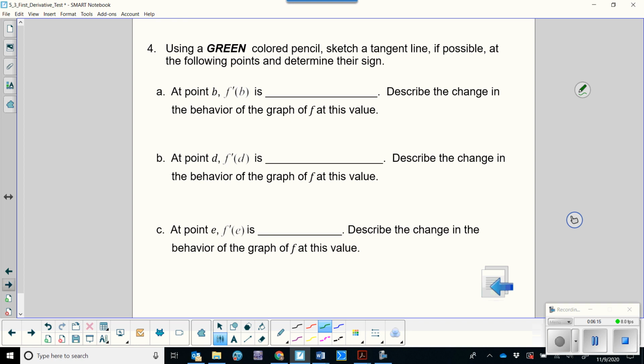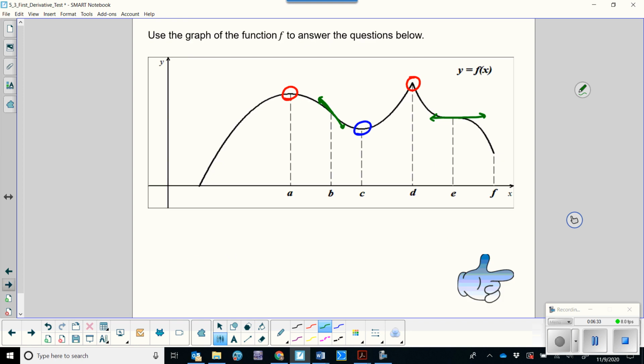So at B, f prime of B was negative. So looking at your graph, flip over and look at your tangent line, and you'll see that f prime of B is negative. And then the question is, what is the graph doing right there? Well, right there, and I'm going to erase the tangent line because it's kind of big.